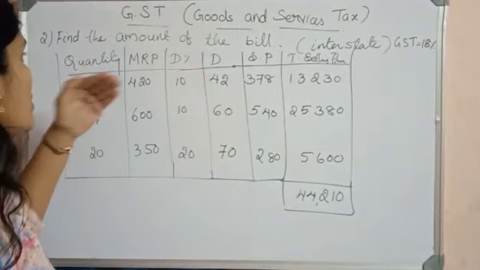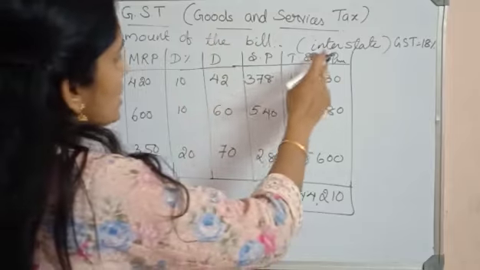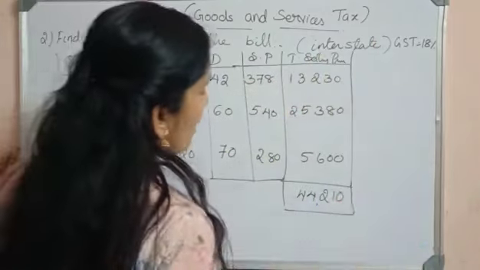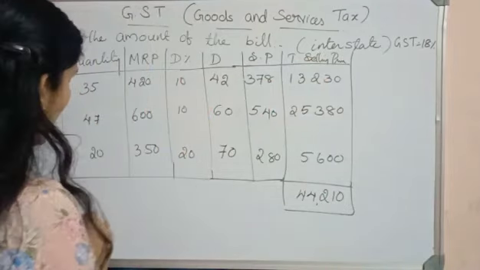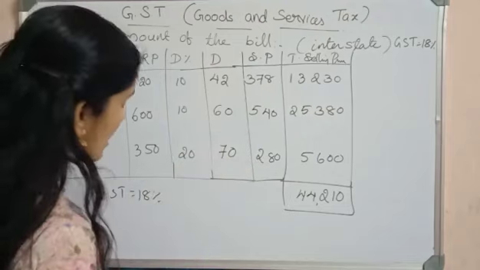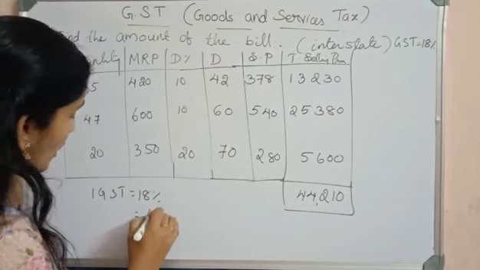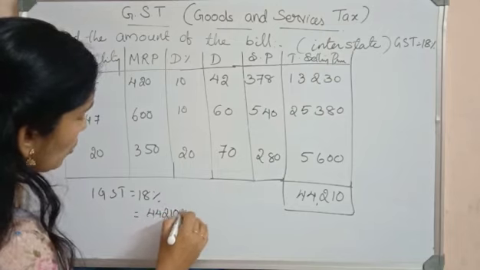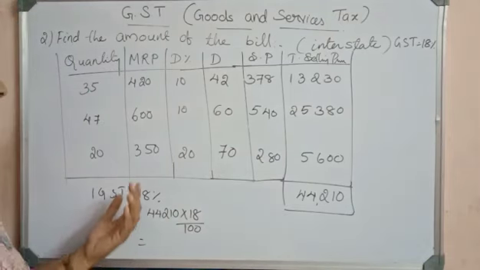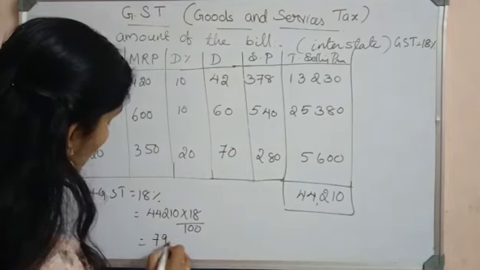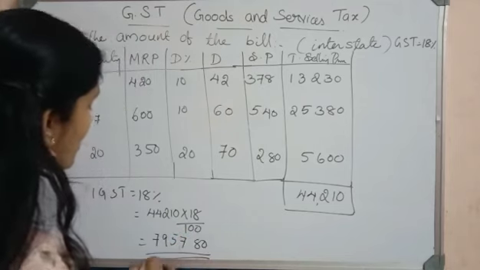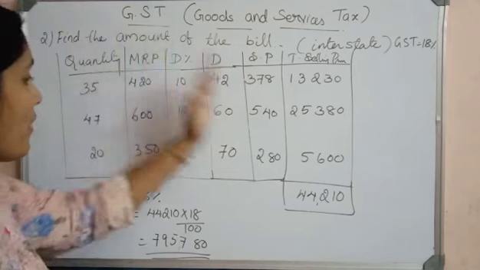Now we need to calculate the GST. Here the transaction is taking place interstate, that means from one state to the other state. So we have to calculate the IGST, and we know that IGST is 18%. It is given that IGST is 18%, and that is the same as 44,210 into 18 by 100, and that is equal to our total GST, which will be 7,957.80. So this is the total tax to be paid for all these objects.